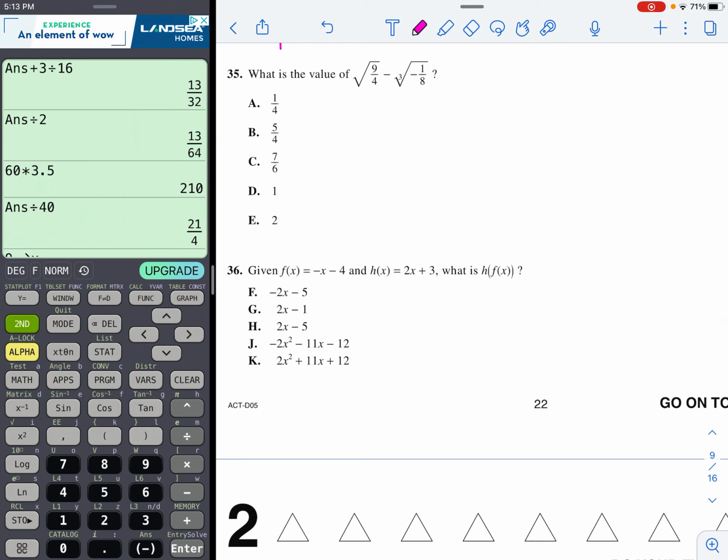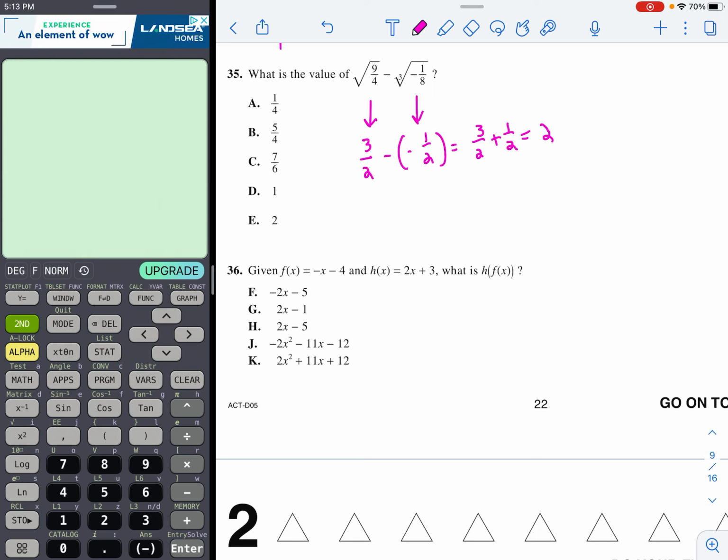35, the way to do this quickly is if you just see that the square root of 9/4 is 3 halves, because 3 halves times 3 halves would be 9/4. And the cube root of negative 1/8 is negative 1/2, because negative 1/2 times itself 3 times would be negative 1/8. So if you see that, it works out pretty easily here that this would be 3/2 plus 1/2, which would be 4/2, which would be 2.